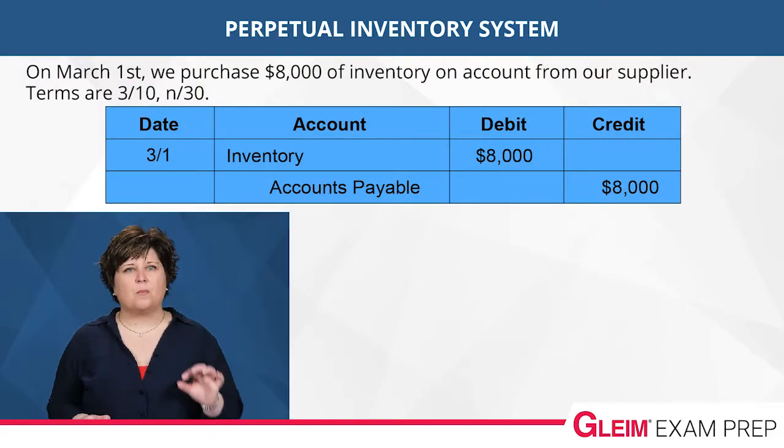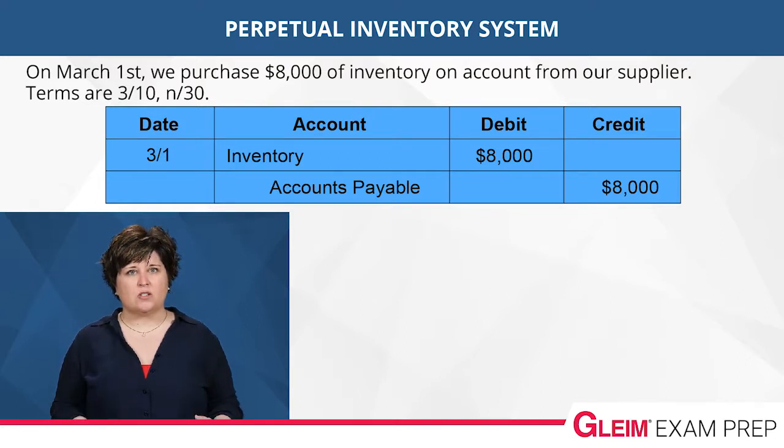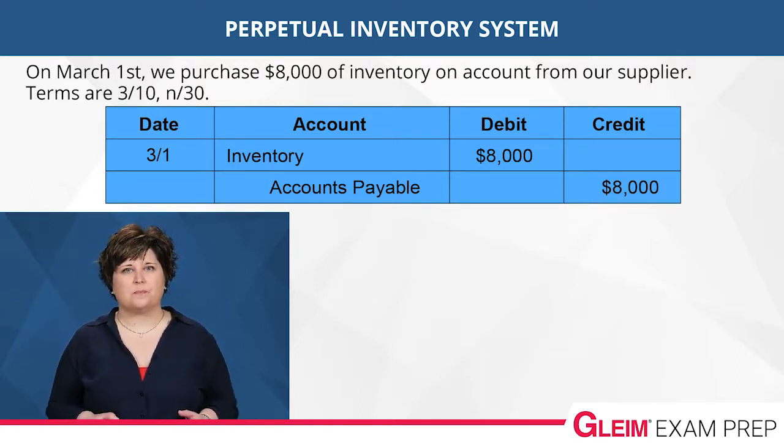On March 1st, we need to record the purchase of the inventory. Since we don't know if we're going to take the discount or not, we won't worry about that 3% discount for now. In the perpetual inventory system, remember we are continuously updating the inventory account. So when we make this purchase, we get more inventory. Inventory needs to increase, which is why we are debiting inventory for the $8,000.